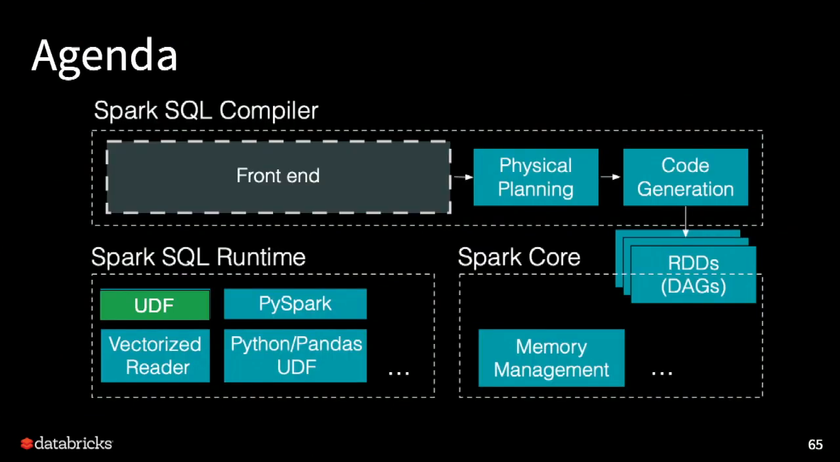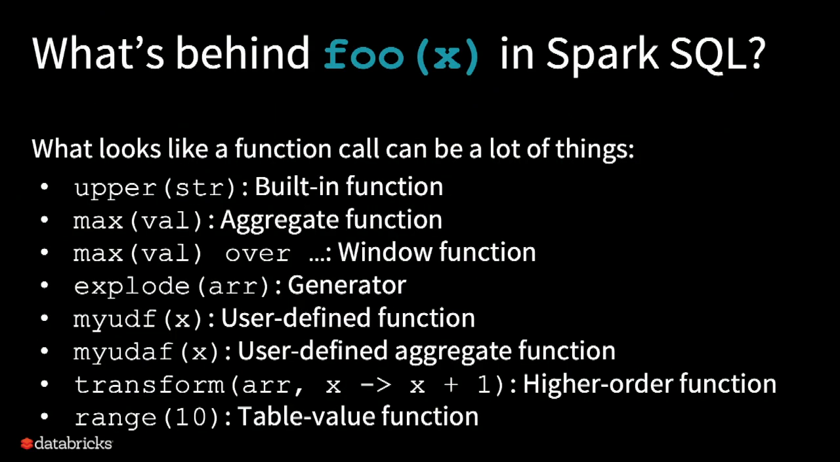Cool, so next let's take a look at how functions are implemented in Spark SQL. So what's behind what looks like a function call, right? If you write foo(x), what's behind that?